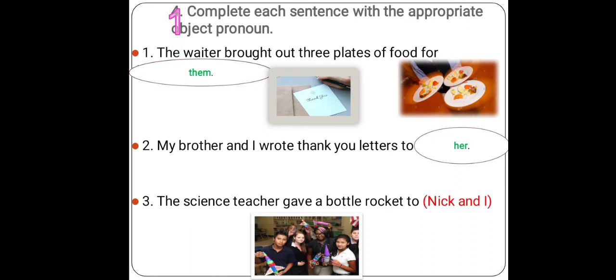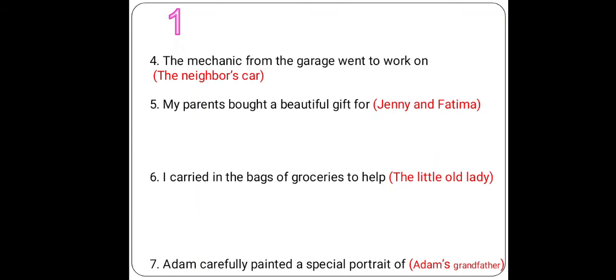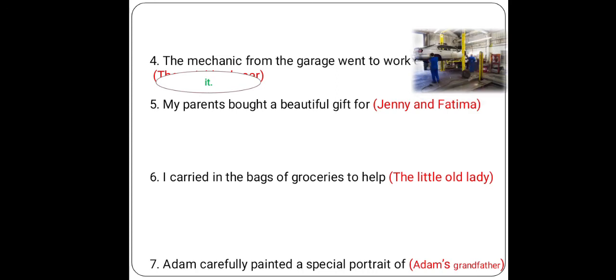My brother and I wrote thank you letters to her. So here's the thank you letter. And the science teacher gave a bottle rocket to Nick and I. So here is the bottle rocket for the science experiment. Nick and I becomes us. Good. The mechanic from the garage went to work on the neighbor's car. So the neighbor's car becomes it. Right. And this is the mechanic from the garage, as you see in the picture.